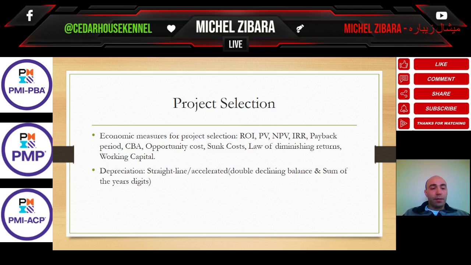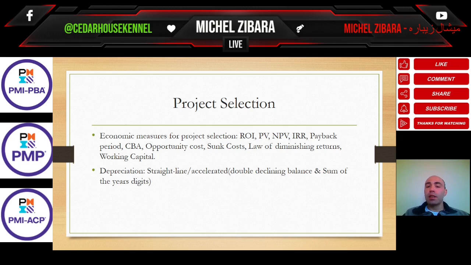Cost-benefit analysis, as we said, is a ratio of benefits over cost, benefits divided by the cost. Opportunity cost, as an example: let's say I have two projects, Project A and Project B. Project A has a higher ROI than Project B. Therefore, the organization proceeds with Project A. The opportunity cost here is Project B, which is the project that hasn't been chosen, and the cost of that project. So that's the opportunity cost.